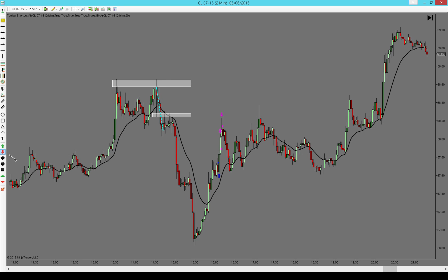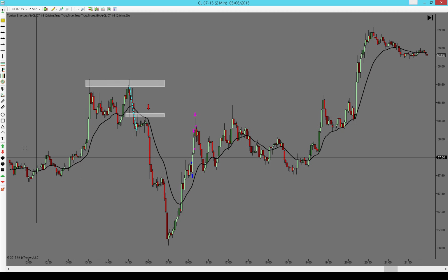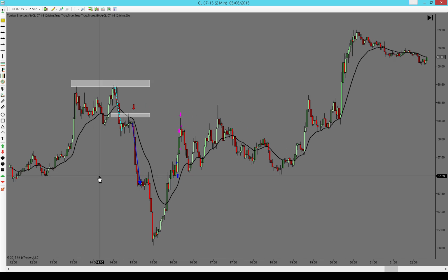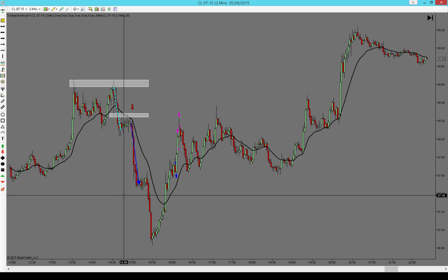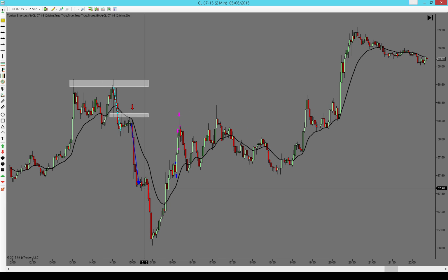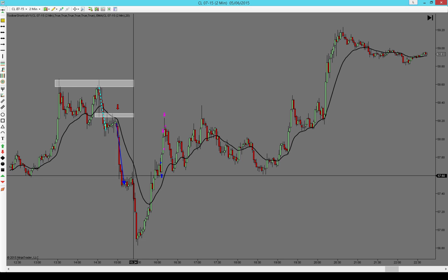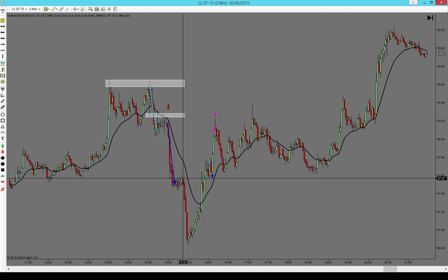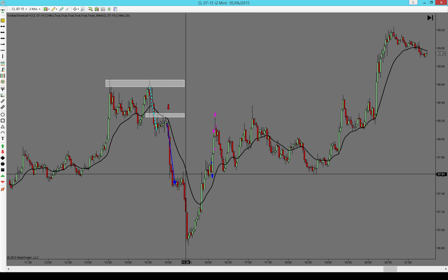So the setup, I passed the setup. It was a good setup. It was a major move, a big move down. This here was not tradable. It was a very tight pullback. Was not good. So if you wanted to trade this, you had to risk too much, I think.